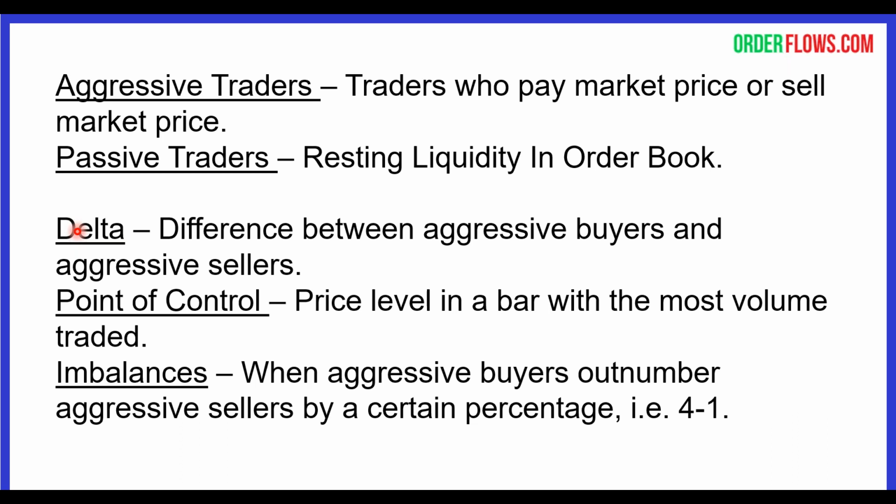Once in a while, the delta will be at zero, not once in a while, but very rare, but it does happen. And it's more of a coincidence when that happens, because it could easily be -1 or +5. It's just that it happened to land at zero. So I don't read too much into it. If it's exactly at zero, it means aggressive buyers and aggressive sellers were evenly matched, but it's just more of a coincidence if it lands on zero. Okay, but I'm going to talk about delta shortly.